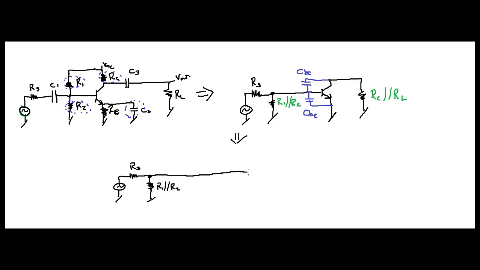Let's just make this longer to give us some room. Next, here you're going to have this right here, which is your C in Miller. All right? Then you're also going to have this capacitance, your base emitter. So you're going to have one here. This is your CBE. All right? Now, let's take this over here.